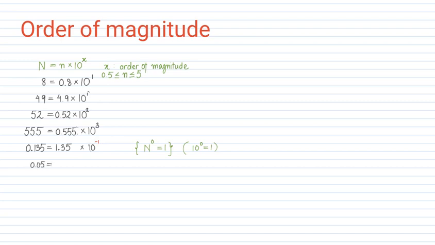Suppose you have 0.05. So first, write down 0.05 and then multiply it with 1. Now instead of 1, I can multiply it with 10 to the power 0. So I'll write down 10 to the power 0 here. Now, is this condition satisfied here? No. So what I will do, I will send this decimal to the right. If I send this decimal to the right, I have to reduce the order by 1.